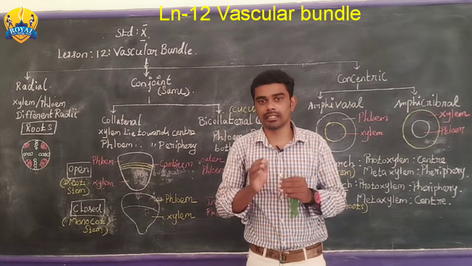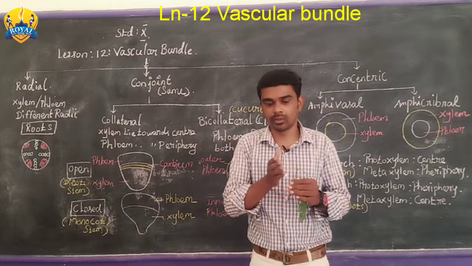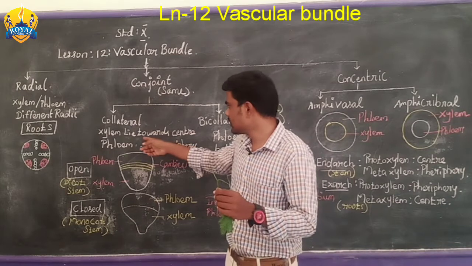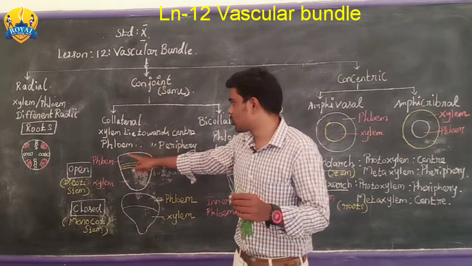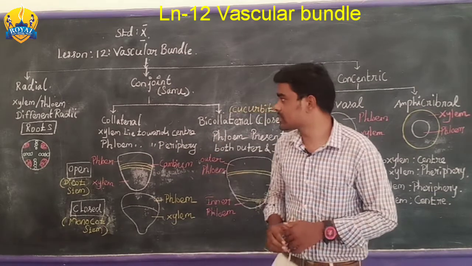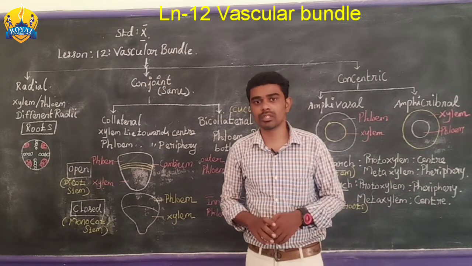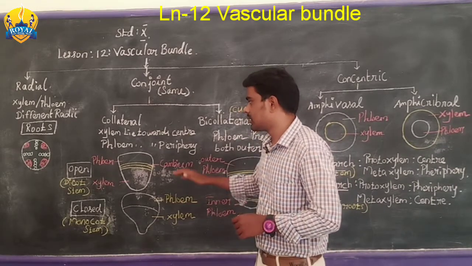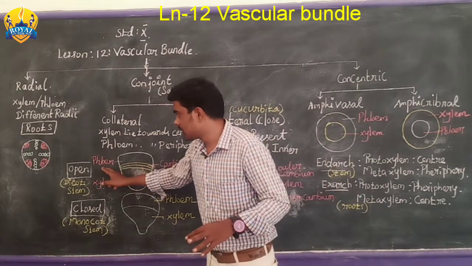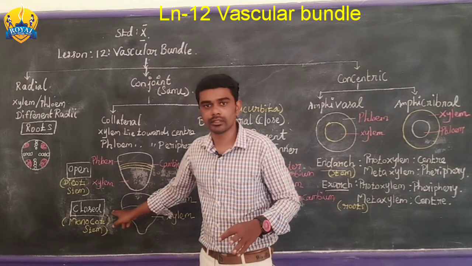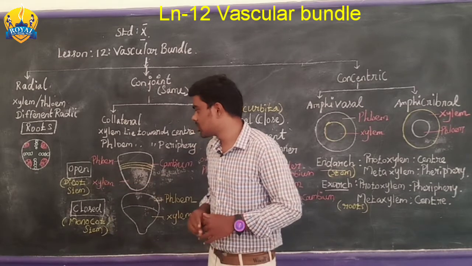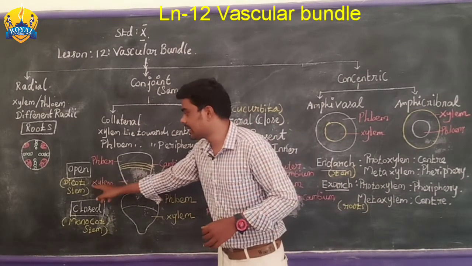Periphery means external. So when we take a cross section of the stem, the xylem lies towards the center and the phloem lies towards the periphery. Such an arrangement is known as collateral. There are two types of it: open collateral and closed collateral. Open collateral is present in the dicot stem.